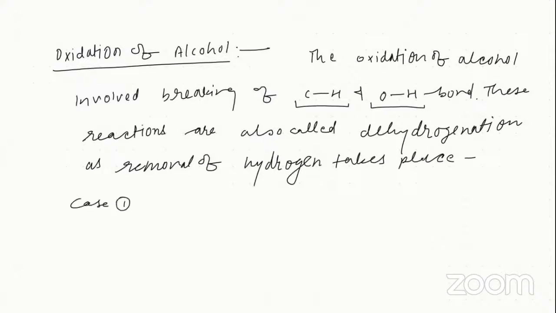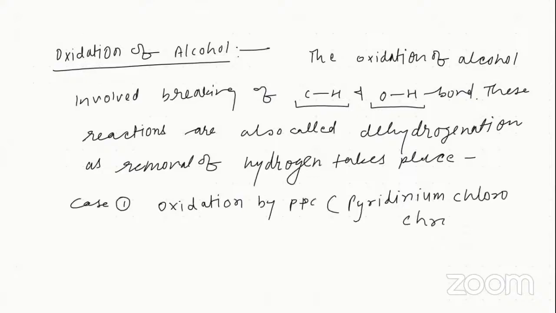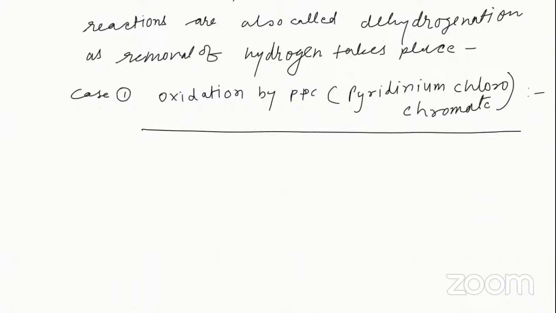Case 1. Oxidation by PCC. PCC, pyridinium chlorochromate. Oxidation by PCC, pyridinium chlorochromate. So what is their statement? It is a weak oxidizing agent.